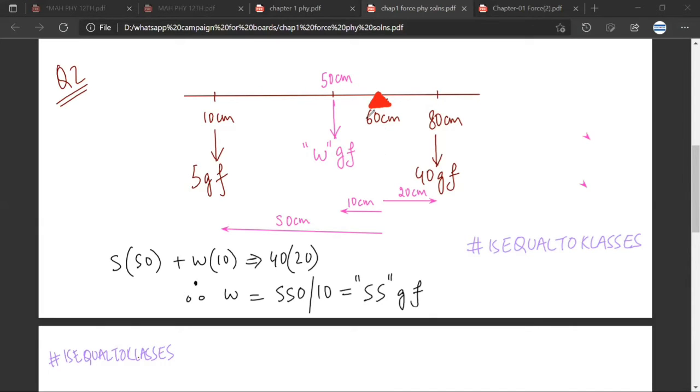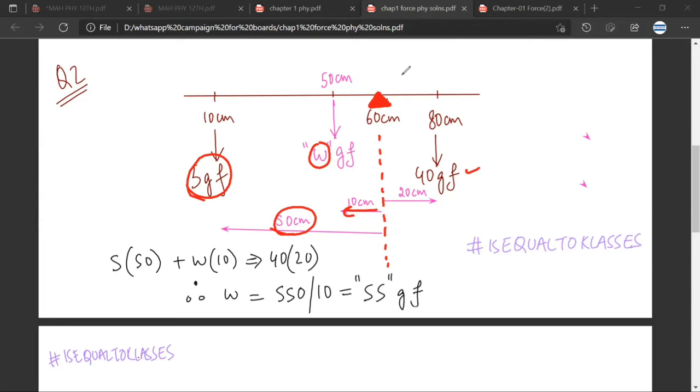And that is what I've done. This W is acting 10 centimeter away from the fulcrum. This is the fulcrum. This 5 GF is acting 50 centimeter away from the fulcrum, and that is why this 50 centimeter is drawn. This is basically the fulcrum, and this 40 GF is acting 20 centimeter away from the fulcrum. Mr. Sivang, have you understood the situation?